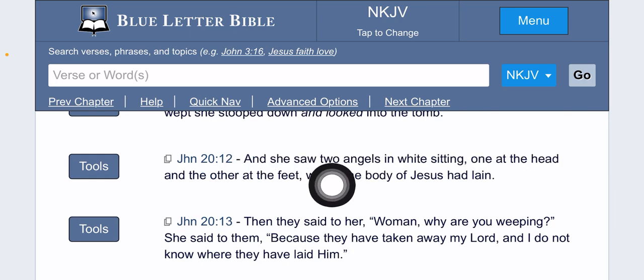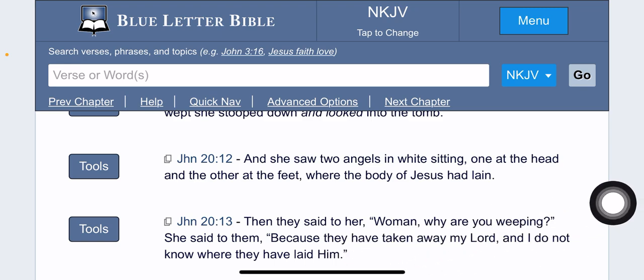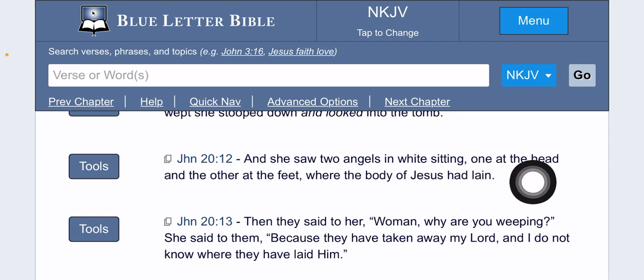And she saw 2 angels in white sitting, one at the head and the other at the feet, where the body of Yahawashi was laying. Then they said to her, woman, why are you weeping? She said to them, because they have taken away my Lord Yahawashi, and I would not know where they have laid him. So you see, these 2 angels were sitting at the head and at the feet, but the body of Yahawashi wasn't there. He has risen from the dead and he occupied the mercy seat, you know.